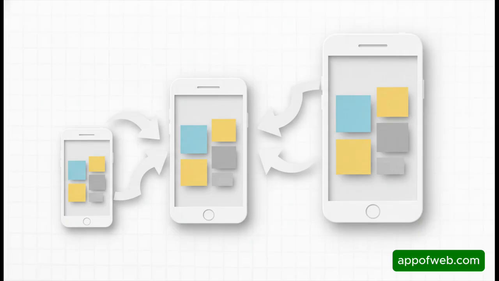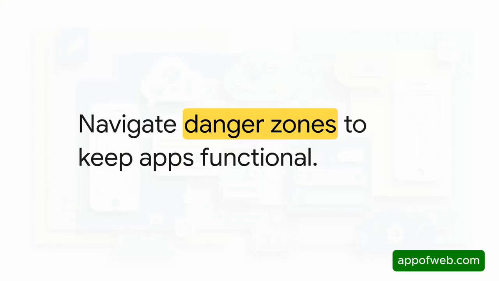Plus, by using flexible constraints like auto layout, this one single base canvas seamlessly flexes up to the giant 17 Pro Max or scales right down to the compact SE. It's literally design once, deploy everywhere. But hey, even the perfect canvas has physical limits, right? So let's talk about navigating the safe area.